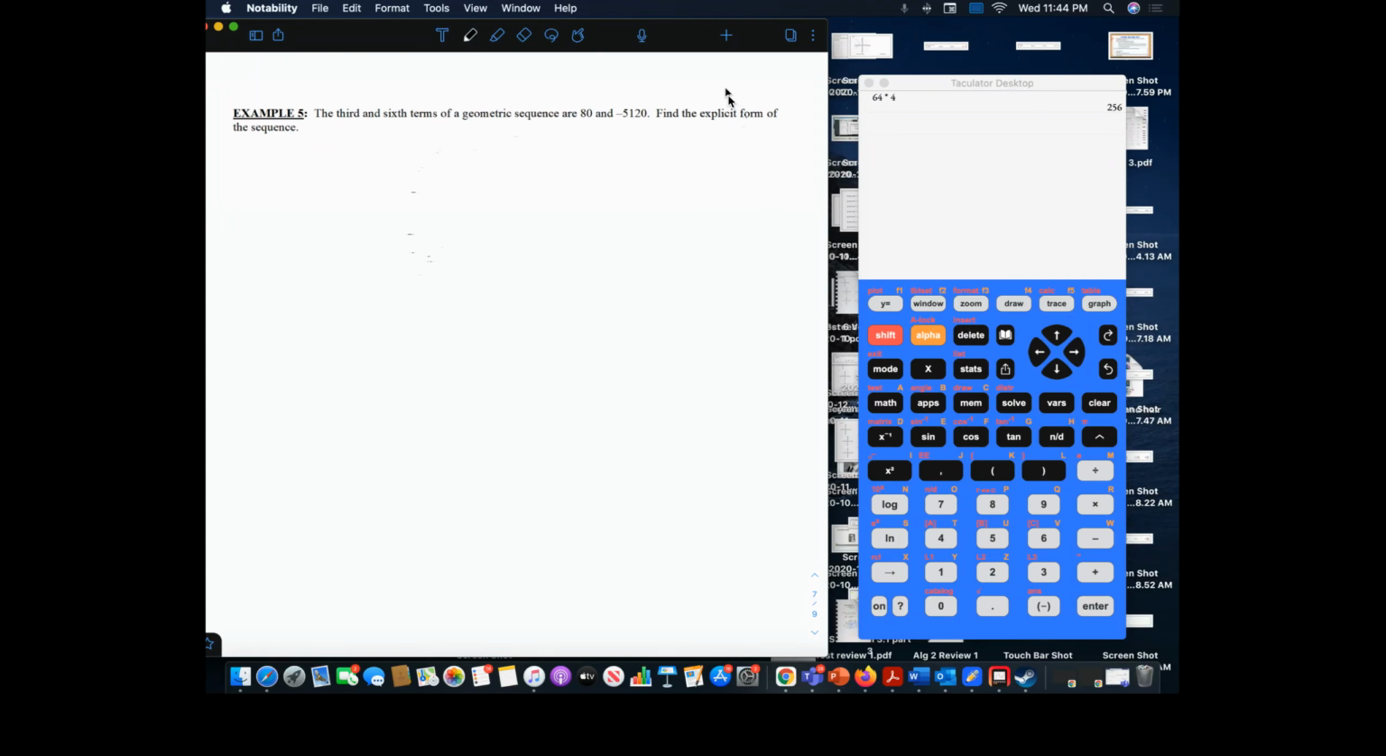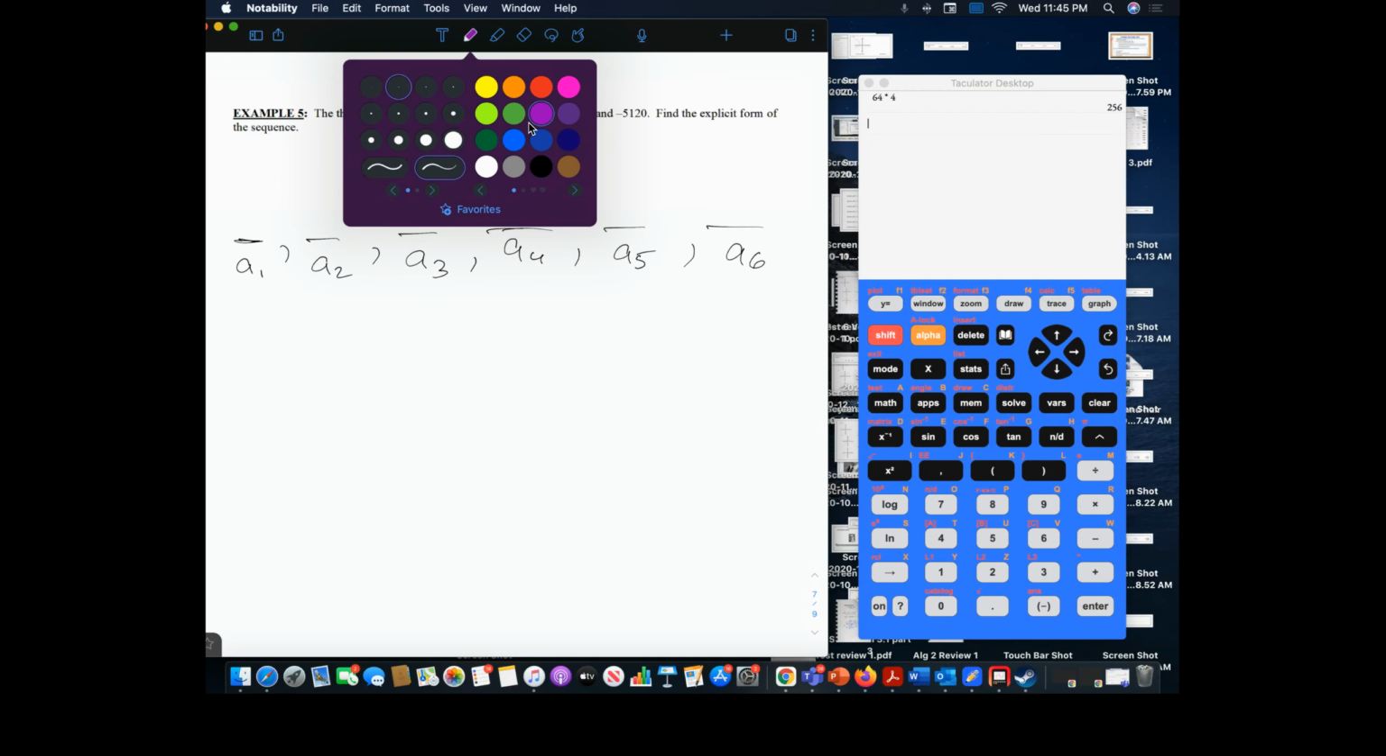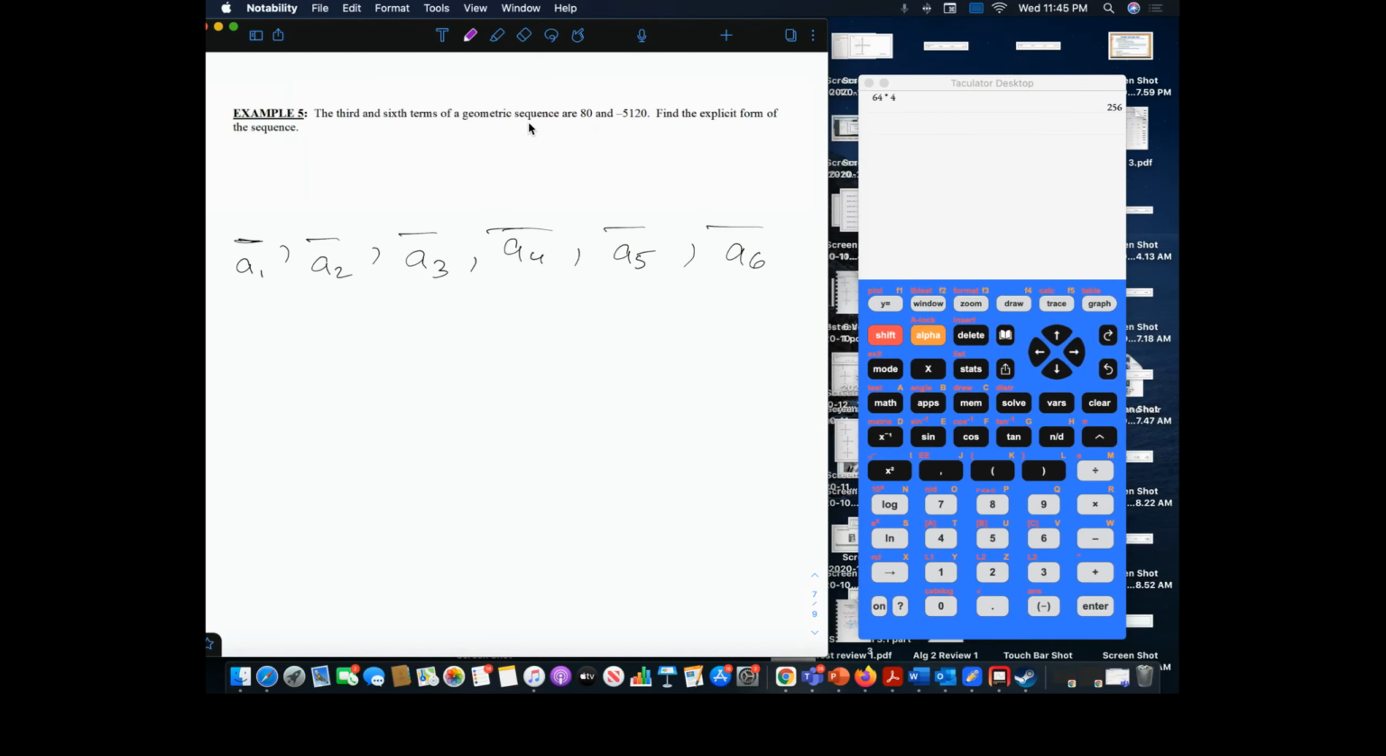Okay, so the first time you're doing this, and if the numbers aren't that big, you of course can just write it out just to visualize what's going on. So I'm just going to write this out to the 6. Okay, so this is just a nice little way of numbering things out to visually represent what's going on. In the future, we won't need to do this, but when you first start, it's nice. 80 is the third. The 6th is negative 5120.